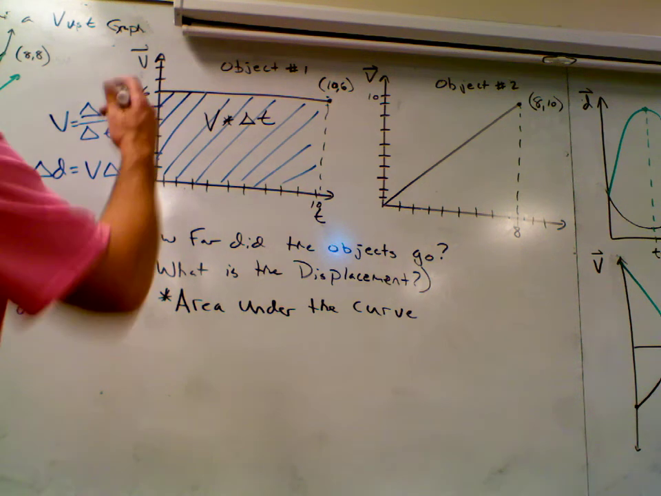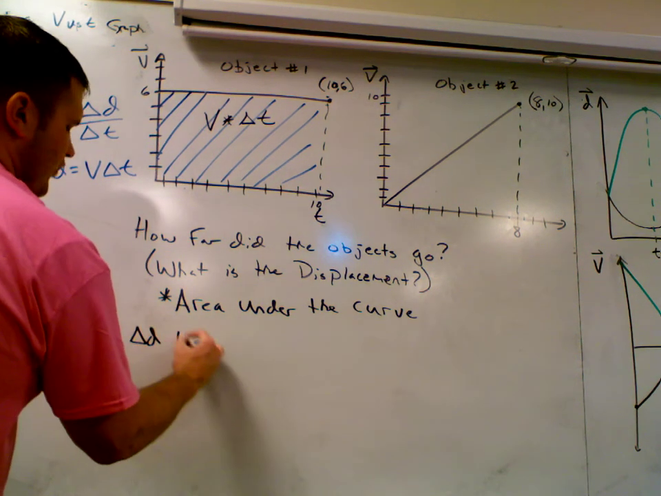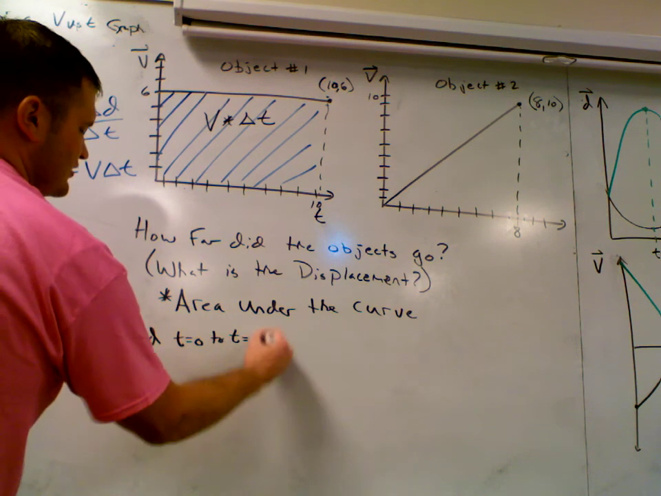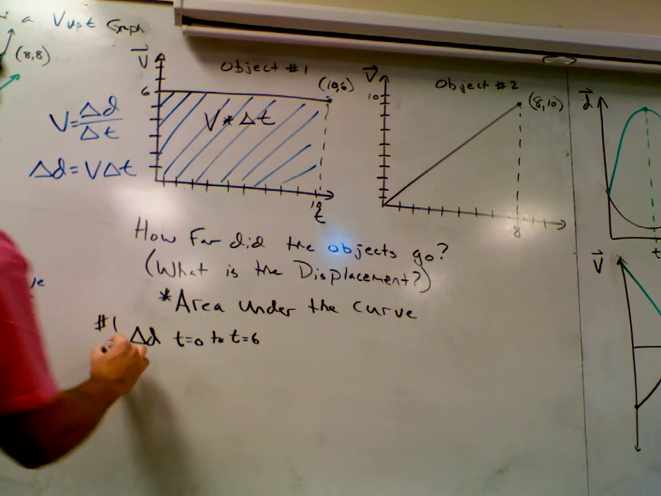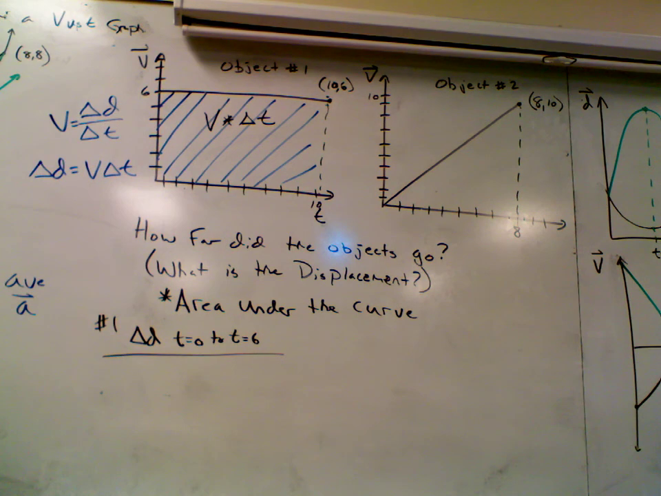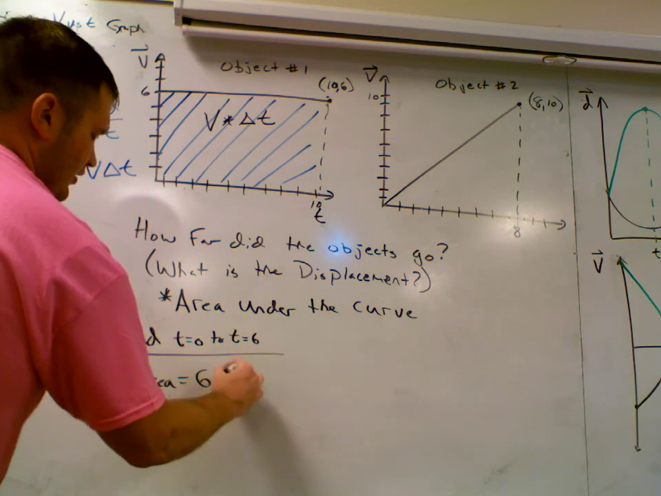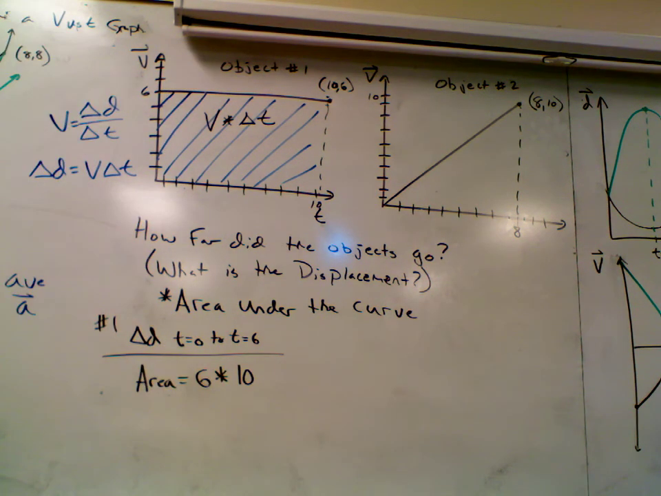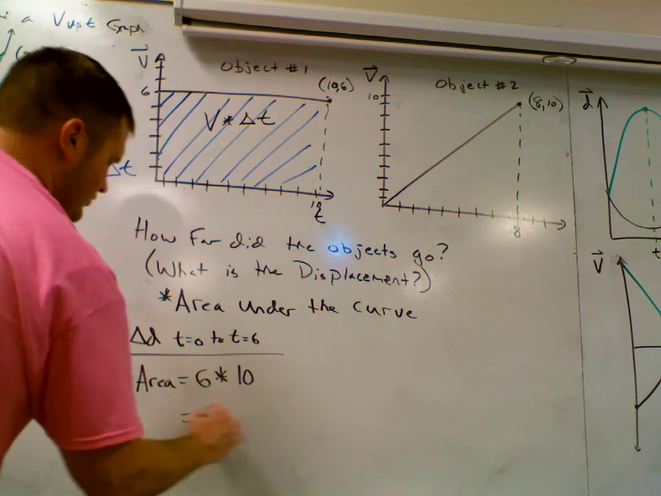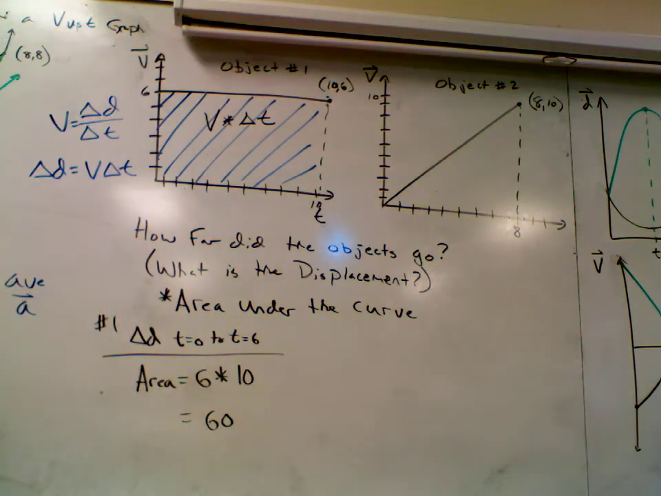So for this first one, our displacement from t equals 0 to t equals 10 for object 1 is 6 times 10, which is equal to the blue area. Can you figure out what the number is? The area equals 6 times 10. What's 6 times 10? 60. What's the unit?